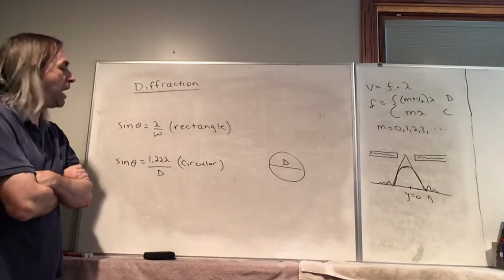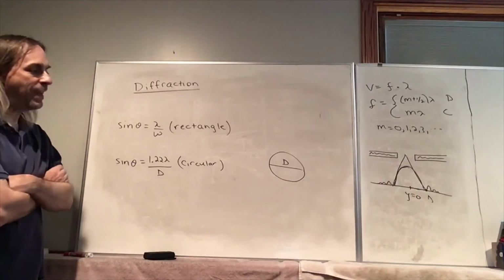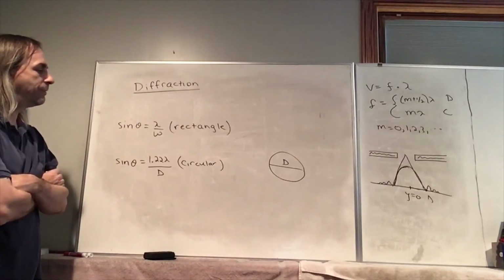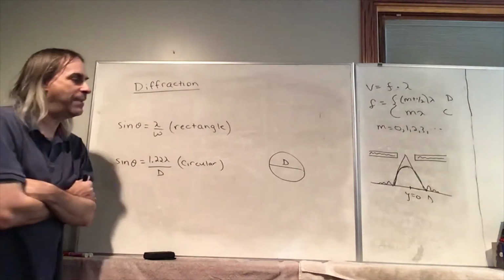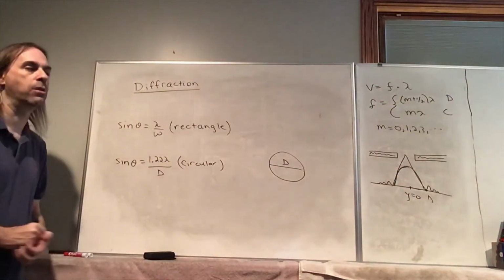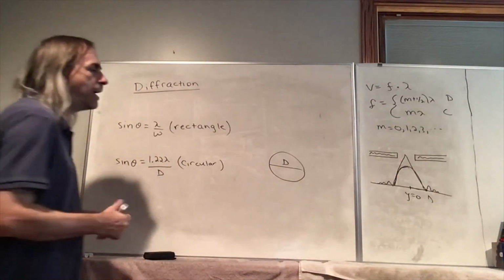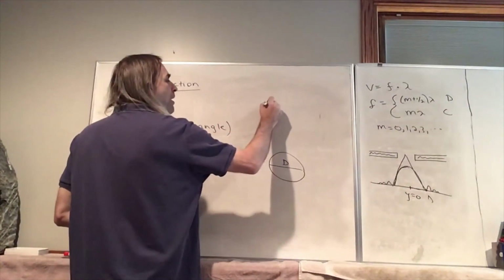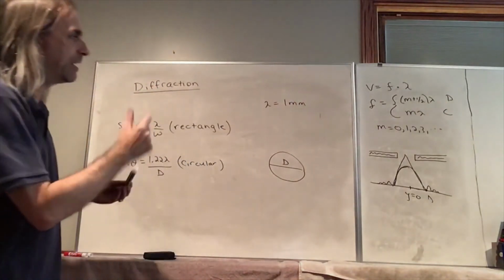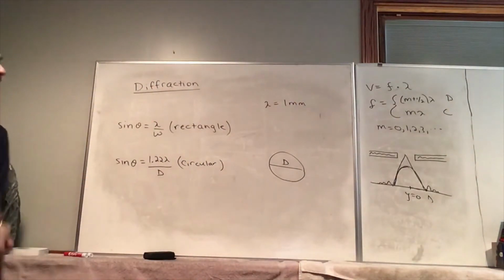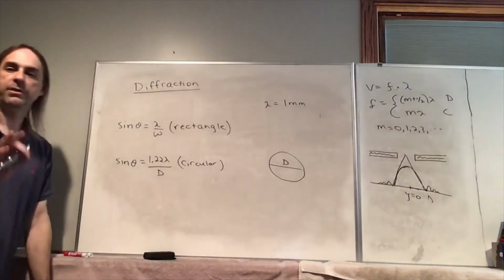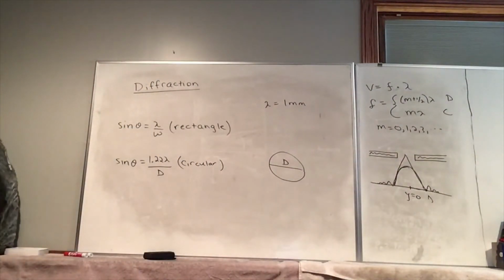Okay, so that's diffraction. And one thing, what if we have an extremely high frequency wave? Remember, the higher the frequency, the smaller the wavelength. What if we have a very high frequency, so the wavelength is 1 millimeter? It'd be easy to calculate the frequency we would need. It would just be the speed of sound divided by the wavelength. This would be a very high frequency.